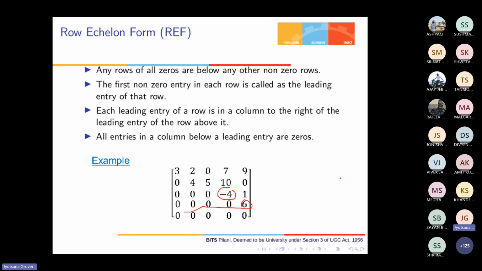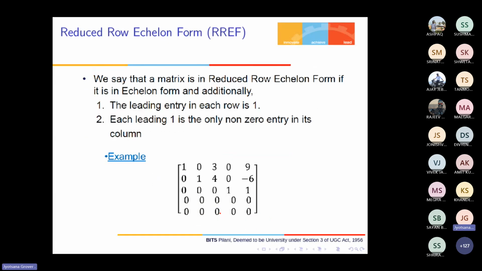If it is a square matrix, so this is a square matrix, the REF form will be an upper triangular matrix. Upper triangular means the entries below the diagonal have to be zeros.